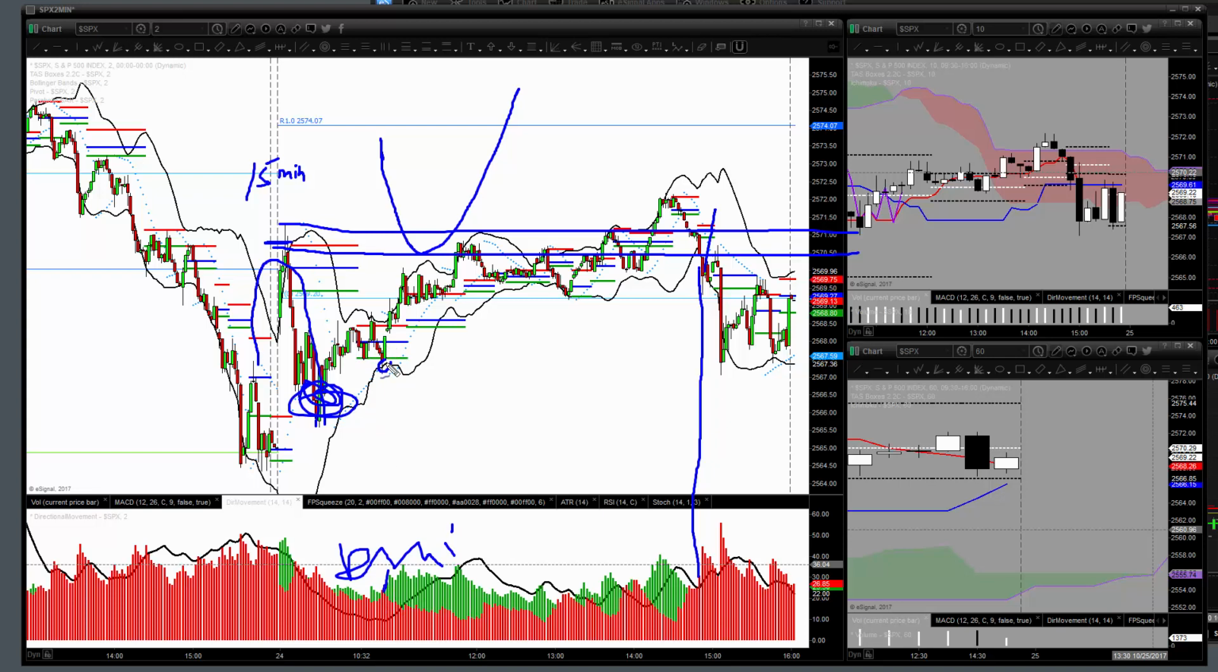All right. Came down, tested the Bollinger Band. Parabolic SAR below. Green DMI. You can take it long. You want to take it long? Take it long.